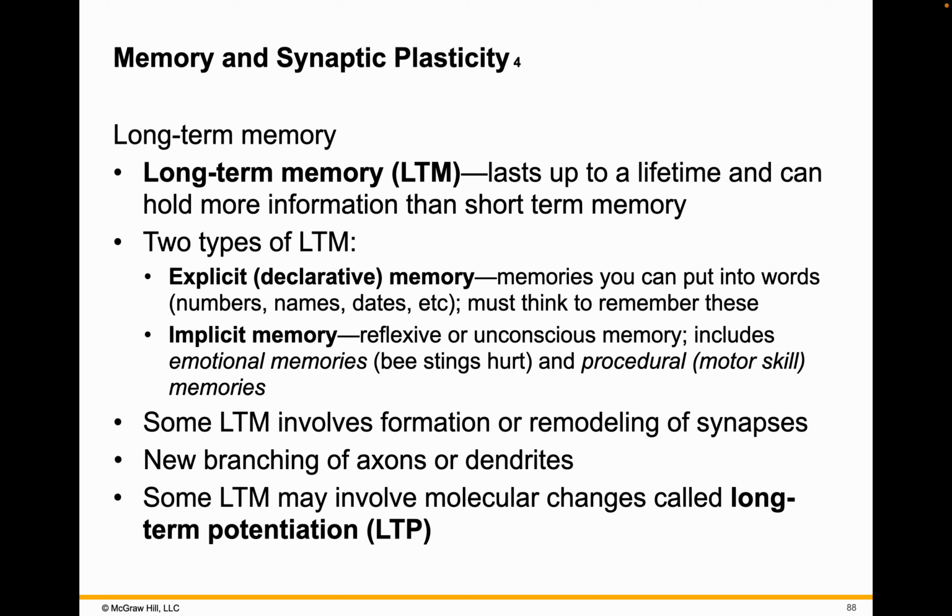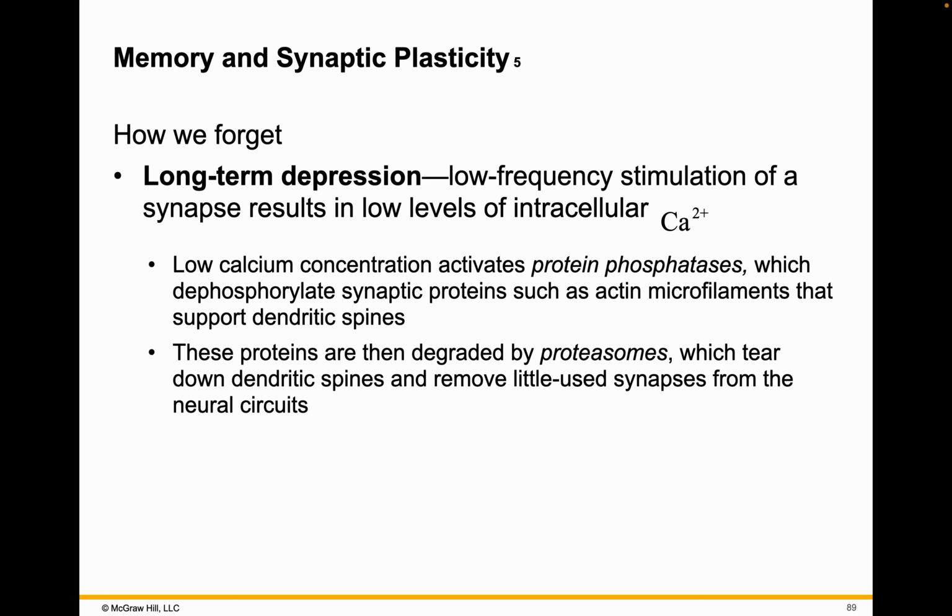Long-term memory can last up to a lifetime and hold more information than short-term memory. Long-term memory can either be explicit, or declarative, memory or implicit memory. Some long-term memory involves the formation or remodeling of synapses. We get new branching of axons or dendrites, and some long-term memory involves molecular changes called long-term potentiation. We do forget, and long-term depression may account for some of that forgetfulness. Low-frequency stimulation results in lower levels of intracellular calcium.